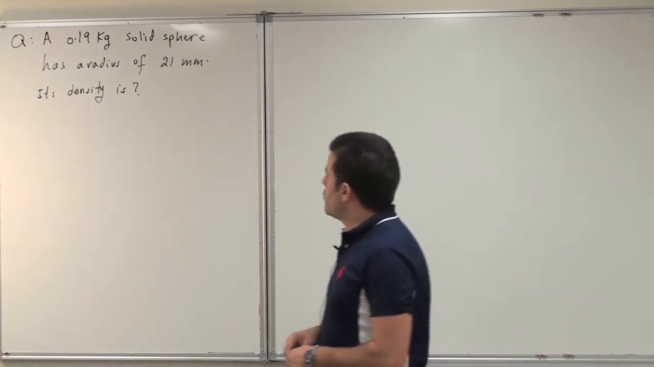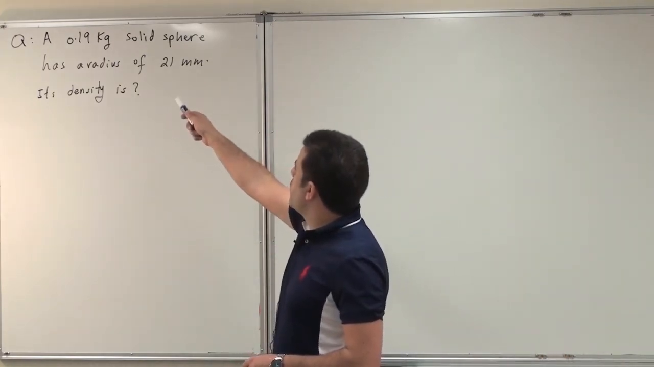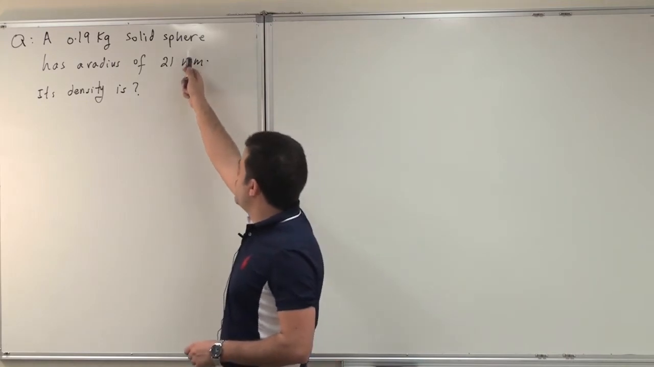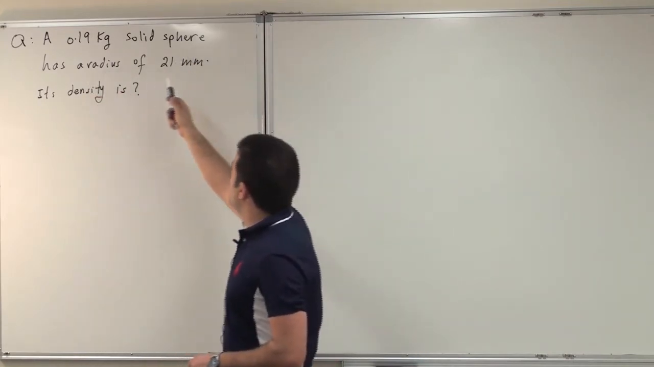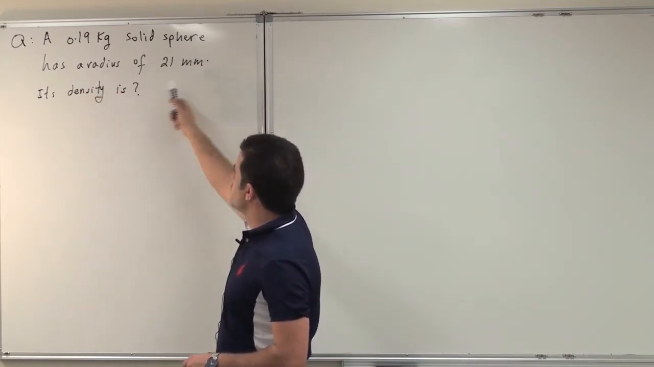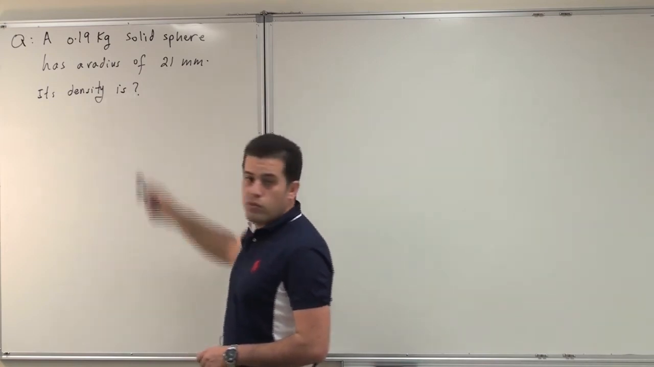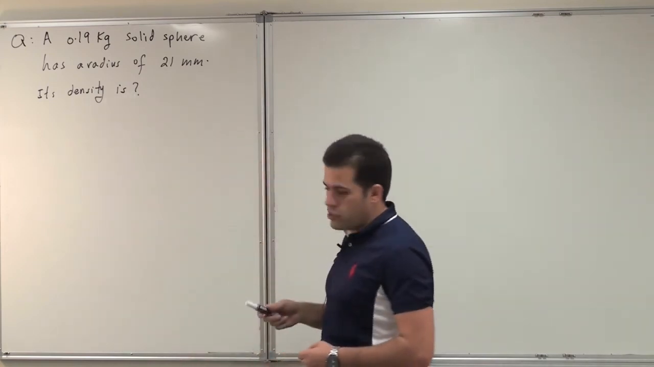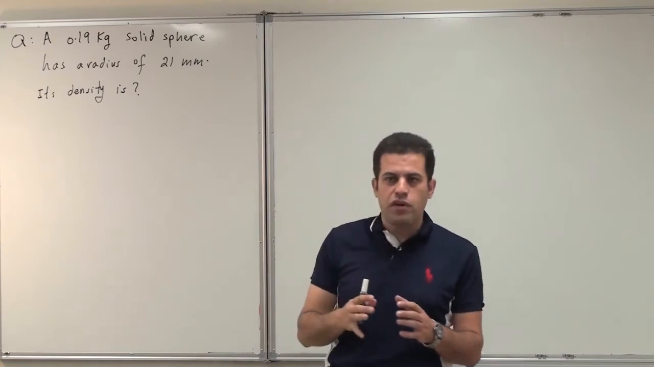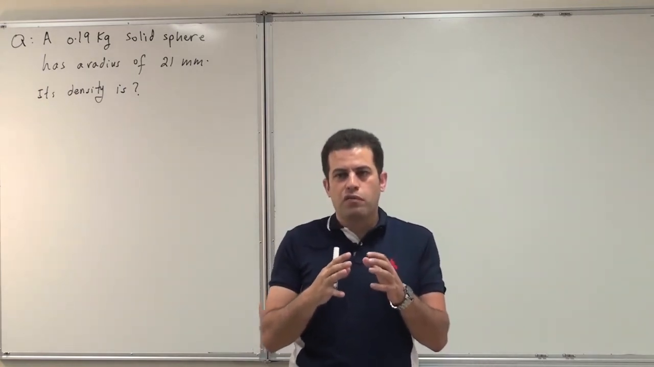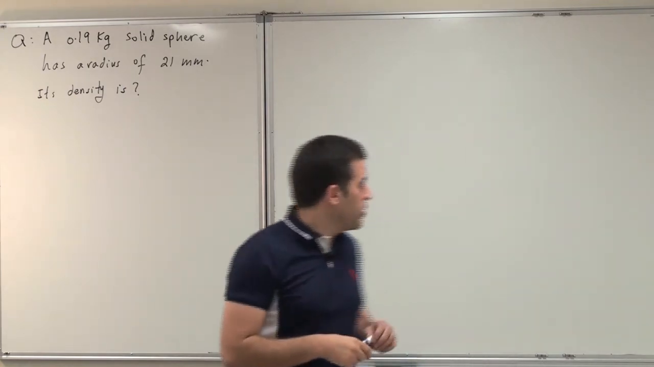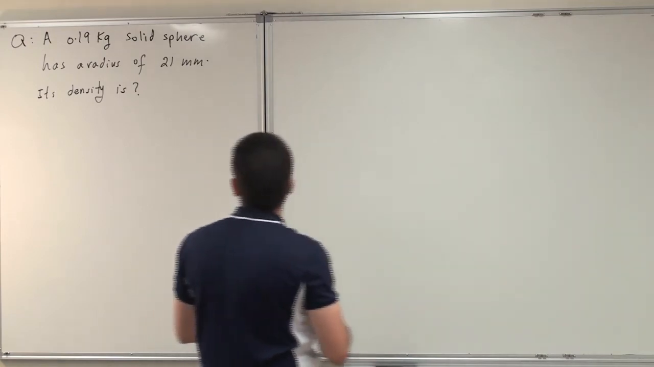Today we're solving problems from chapter 1. This simple problem reads, a 0.19 kilogram solid sphere has a radius of 21 millimeters. Its density is, so we need to find the density of this solid sphere. So remember, this solid sphere basically is a sphere filled with material. So I need to find the density of this material.